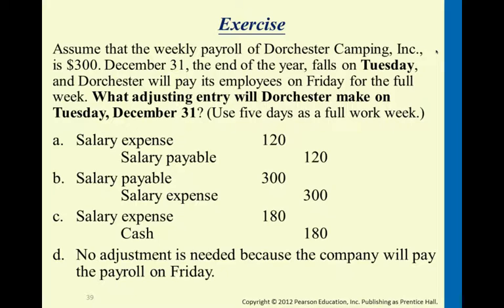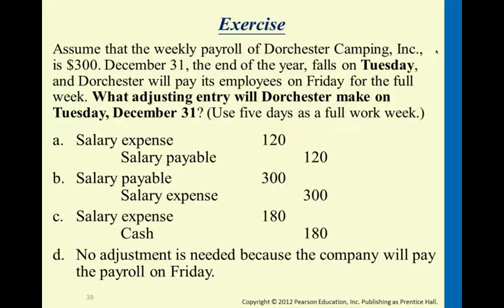So if it was a weekly journal entry for salary, then what would be the dollar amount, if it's a regular week? It would just be $300, right? For 5 days. Now, it falls on a Tuesday, which means that by the end of the year, if all the other entries were already captured on a weekly basis, then this week there was only Monday and Tuesday, and that's it, right?